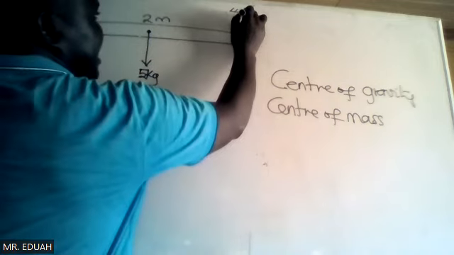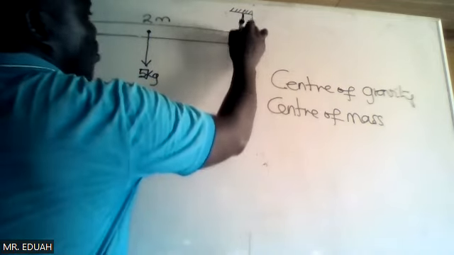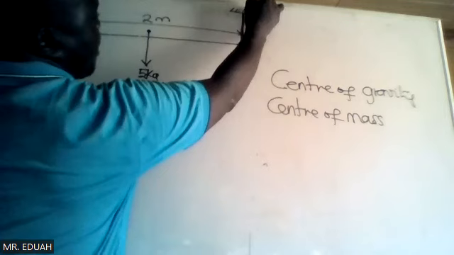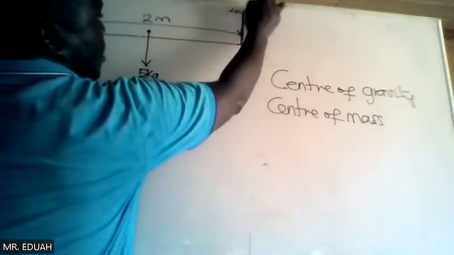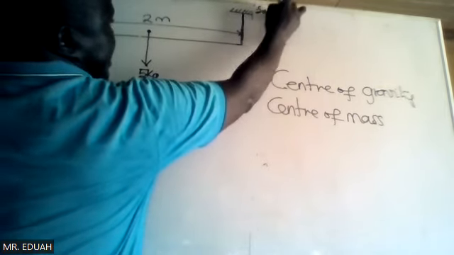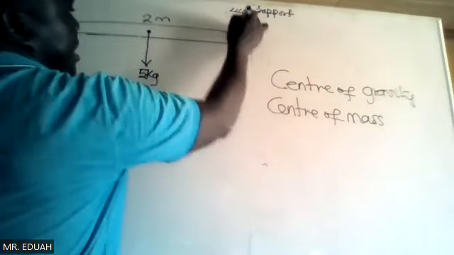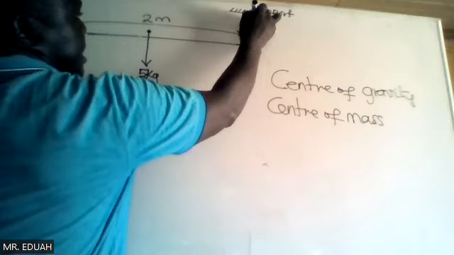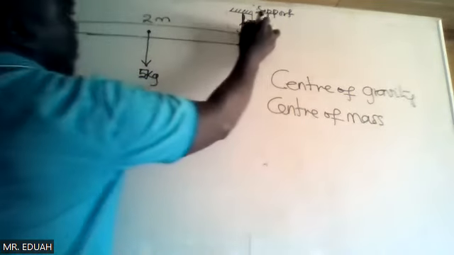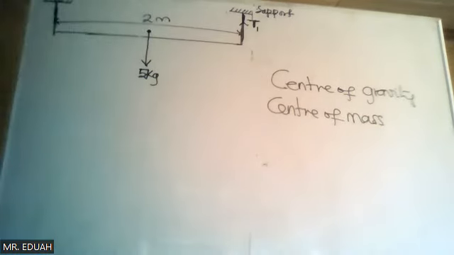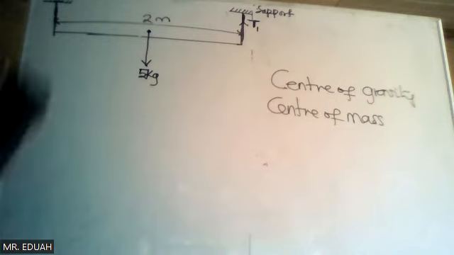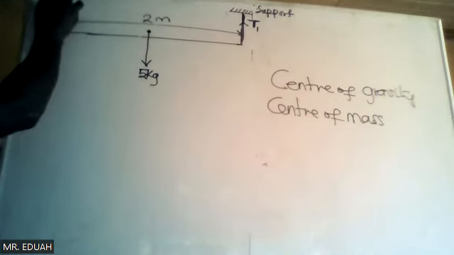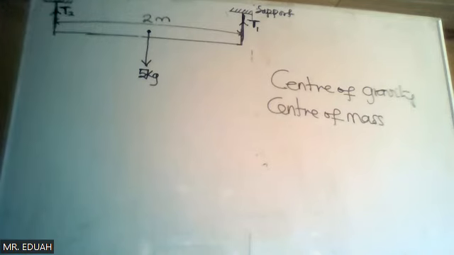Now, the wires will provide a tensional force. The tension within the wire is always directed to the point of support. So the tension within this wire will be directed to the point of support. So we have T1, a tension 1 in this string, and then T2 representing tension 2 in the other string.